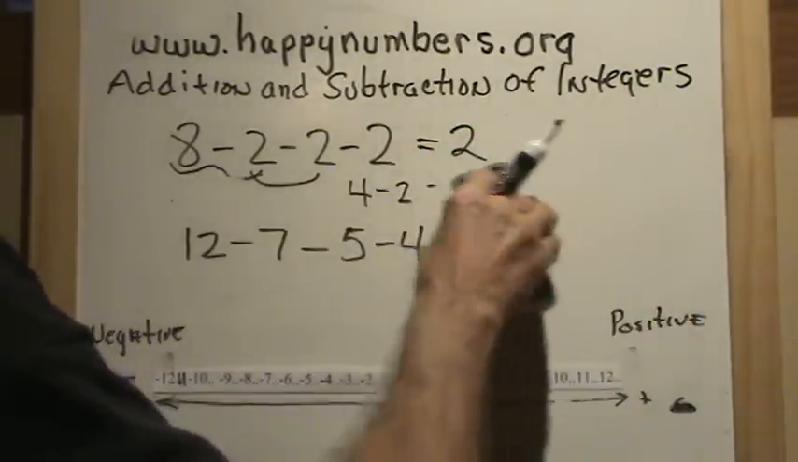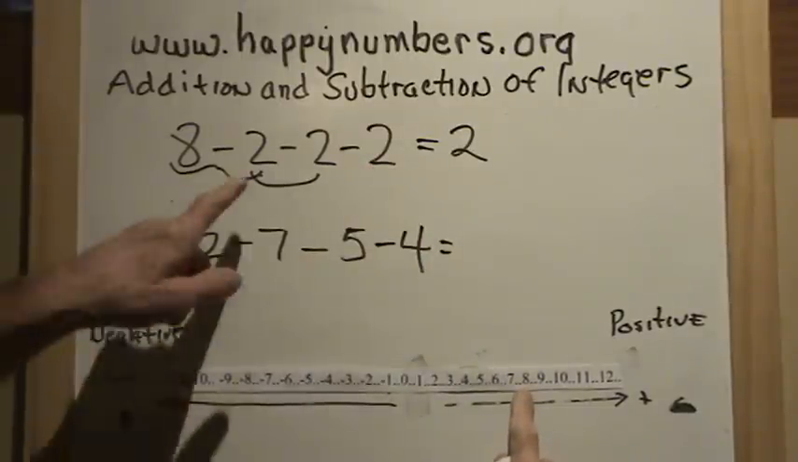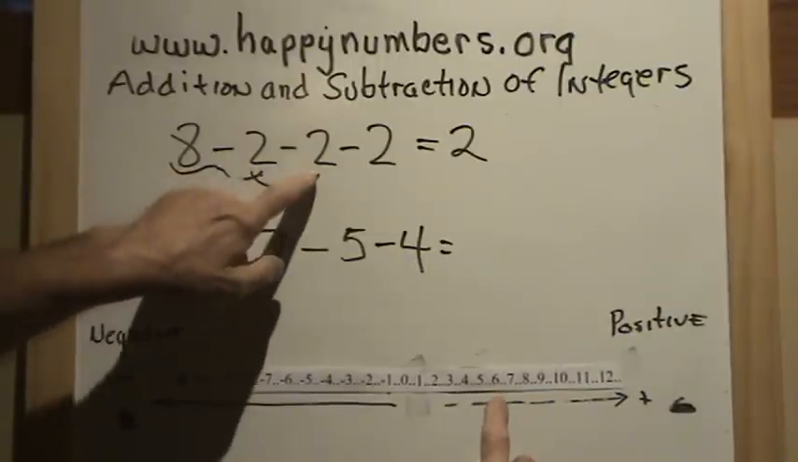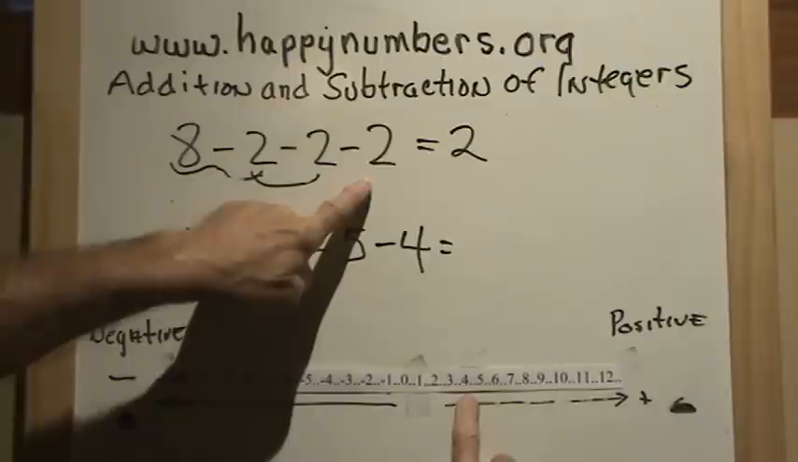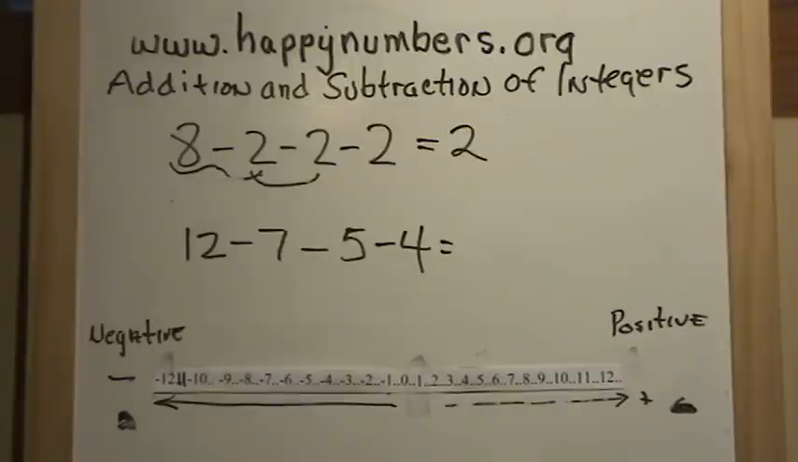And if you look at the number line, if I start out at 8, I move in a negative way 2, 1, 2, I move again in a negative way 2, 1, 2, and then again in a negative way 2, 1, 2, I wind up at 2. Well, good. Let's try the next one.